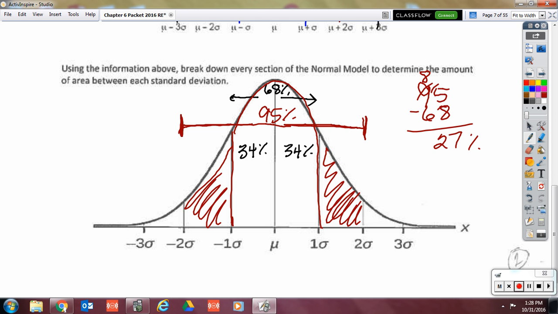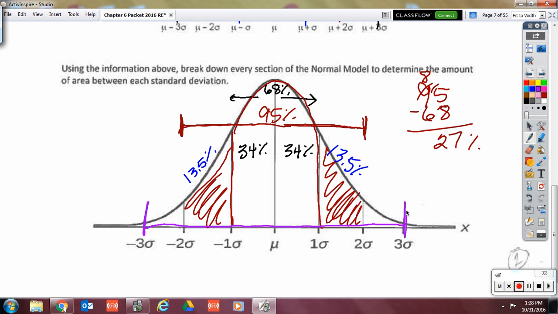13 and a half. Good. If you divide 27 by 2, that means 13.5% in each one of those sections. So this one has 13.5%, and this one has 13.5%.